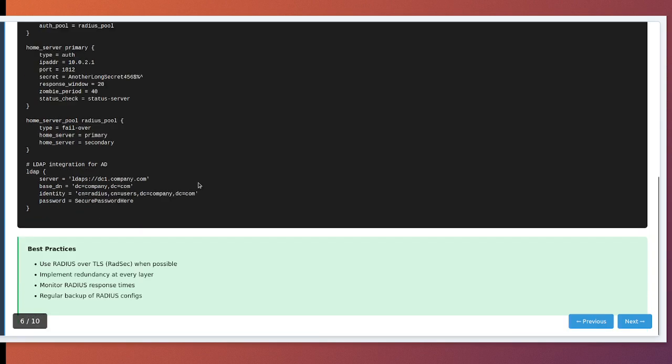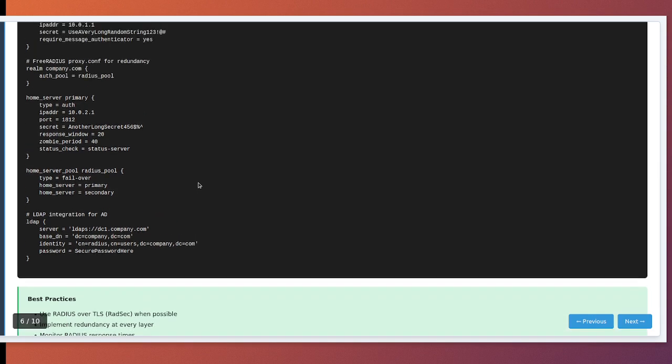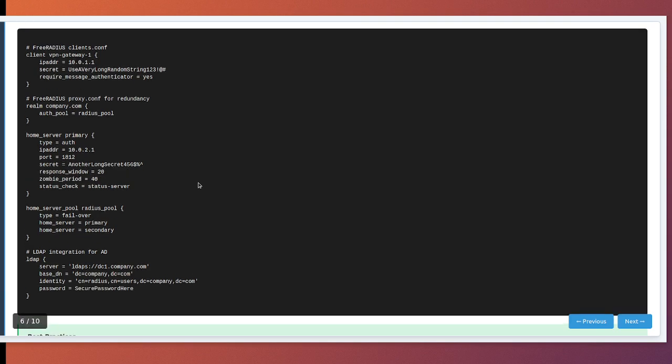In practice, I typically see 3 RADIUS deployment patterns. First, Microsoft NPS for Windows-centric environments. It integrates seamlessly with Active Directory and supports all common EAP methods.